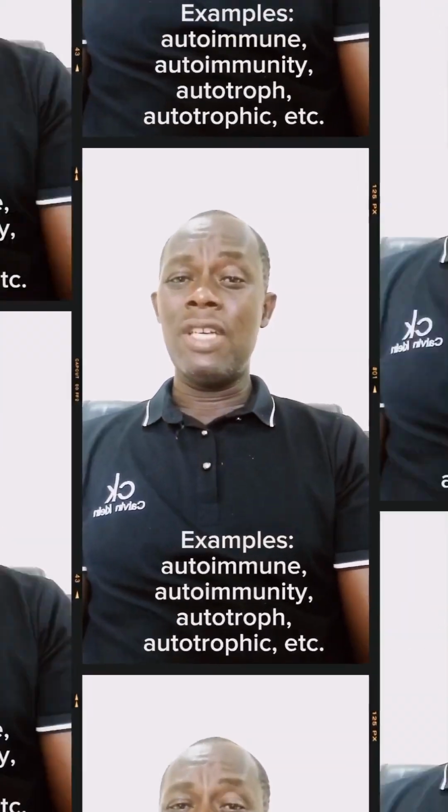Then another prefix we want to look at is auto. Auto basically means self. It can be found in the word autoimmune or autoimmunity. It can be found in the word autotroph, that's self-feeding organisms. We have autotrophic. These are typical examples of the words that have auto as their prefix.